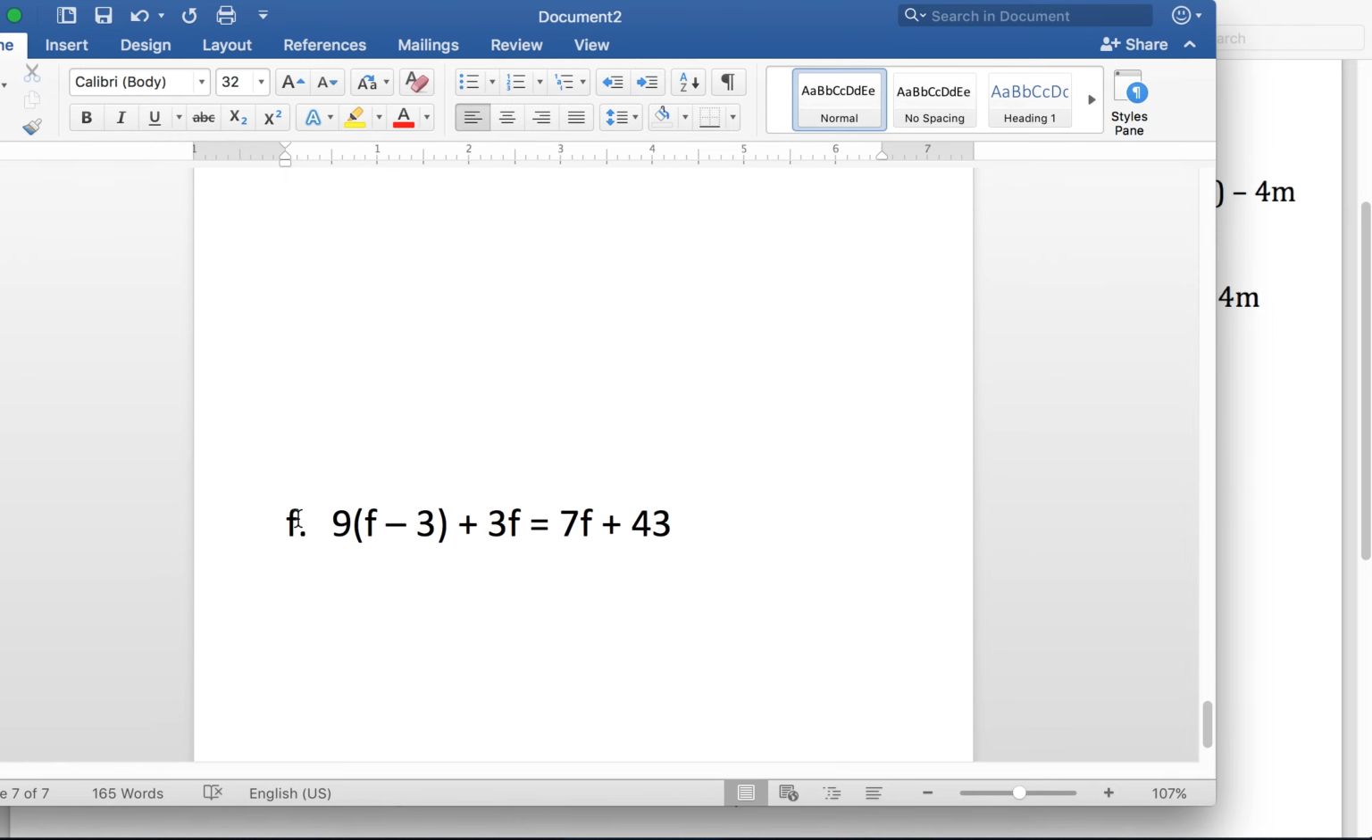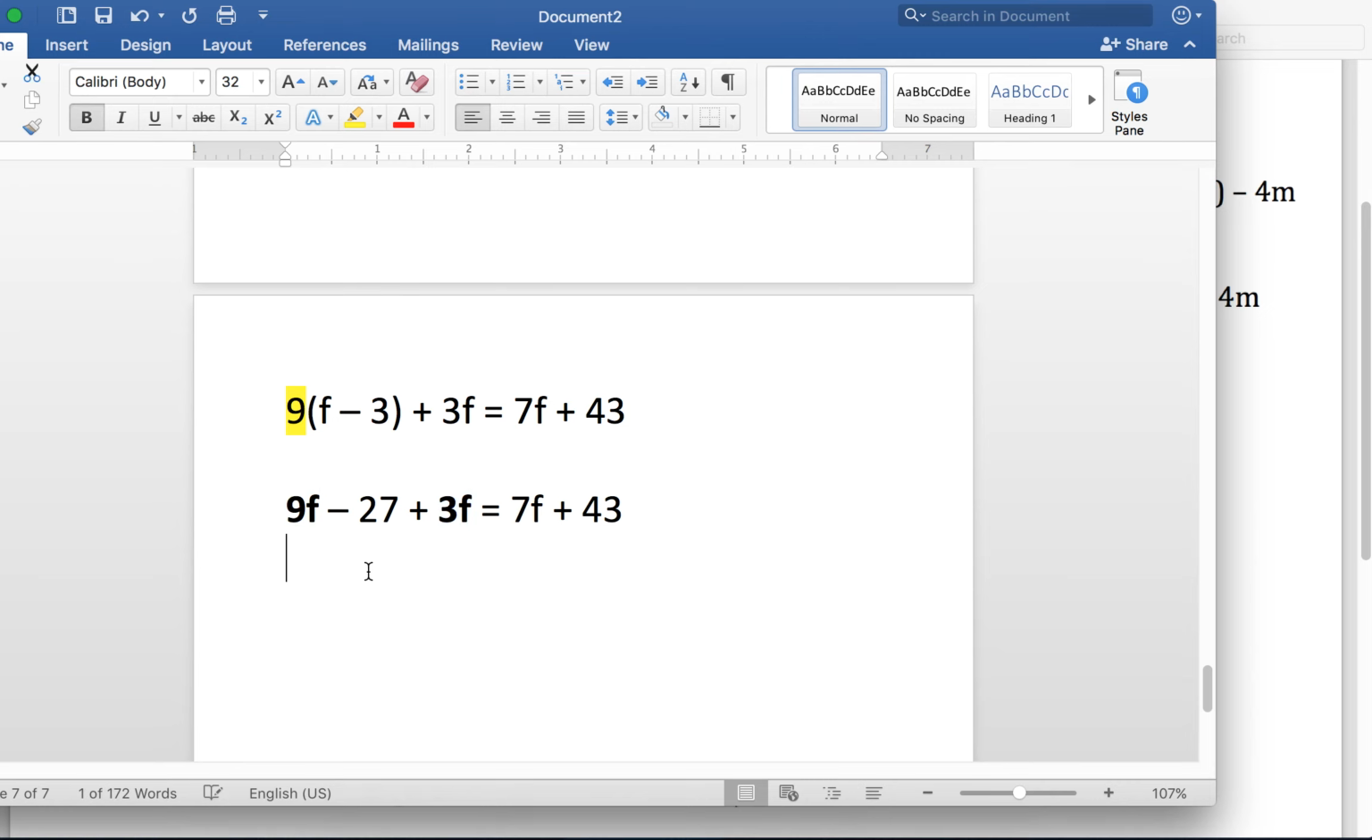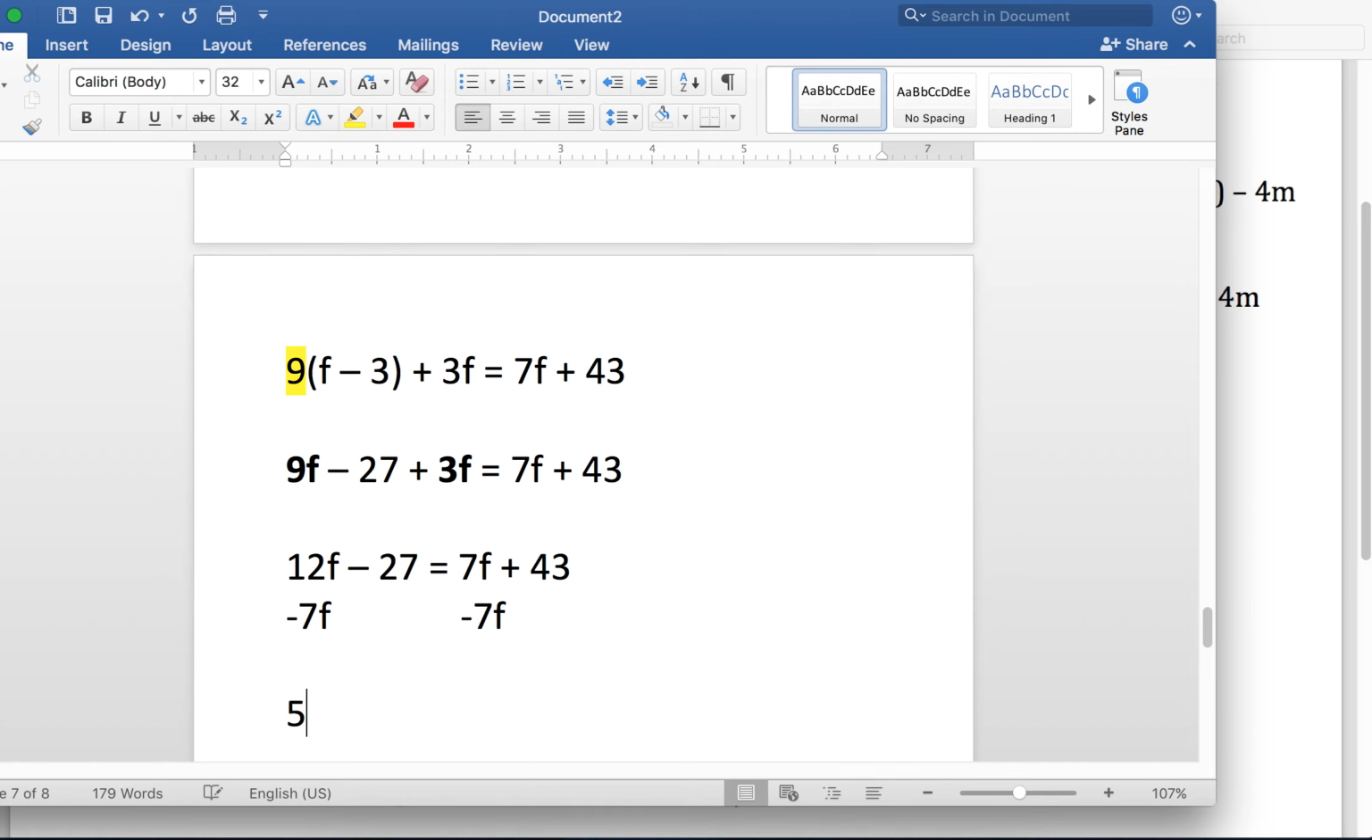All right, final problem. Here we have one cage, so we need to distribute the 9. We get 9f minus 27 plus 3f equals 7f plus 43. We need to combine these flamingos. On this side of the lagoon, we get 12f minus 27 equals 7f plus 43. Now we're going to subtract 7 flamingos from both sides. We get 5f minus 27 equals 43.